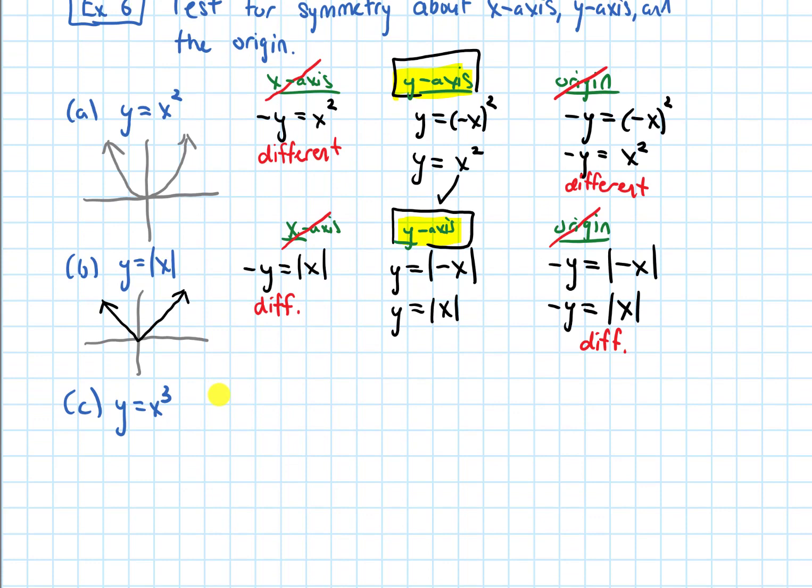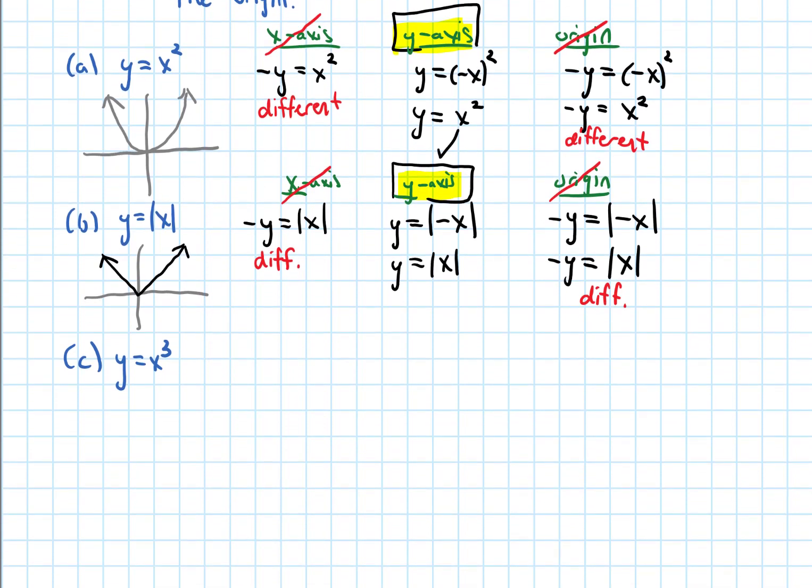Okay, let's do two more of these. Next one is y equals x cubed. So we'll test about the x-axis, the y-axis, and the origin. So for the x-axis, I change the y to negative y. I'll get negative y equals x to the third. But that's different than what I started with. So it's not symmetric about the x-axis.